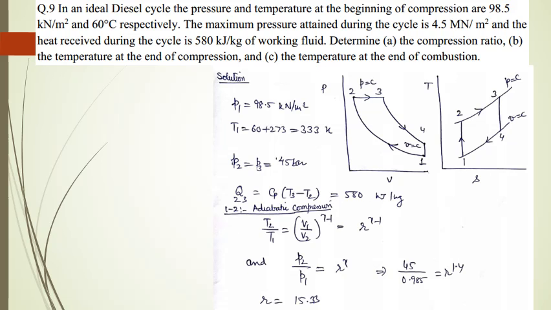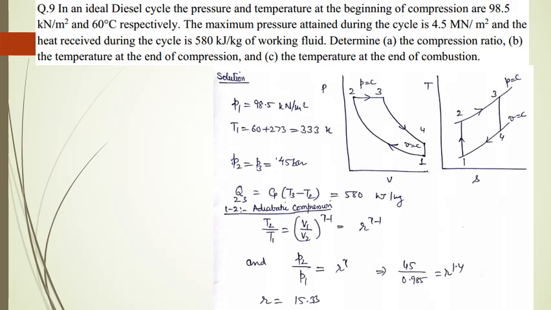In an ideal diesel cycle, the pressure and temperature at the beginning of compression are 98.5 kilonewton per meter square and 60 degrees Celsius respectively. The maximum pressure attained during the cycle is 4.5 meganewton per meter square and the heat received during the cycle is 580 kilojoule per kg of working fluid. Determine A, the compression ratio, B, the temperature at the end of compression, and C, the temperature at the end of compression. Now the PV and TS diagram for the diesel cycle has been drawn on the slide.